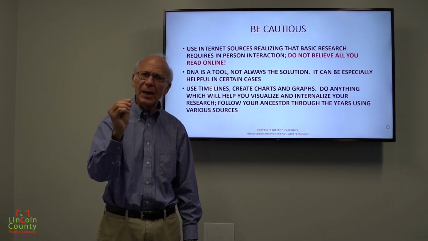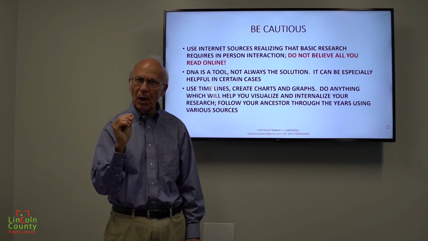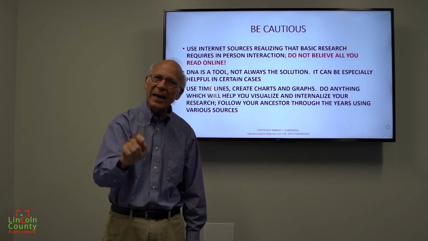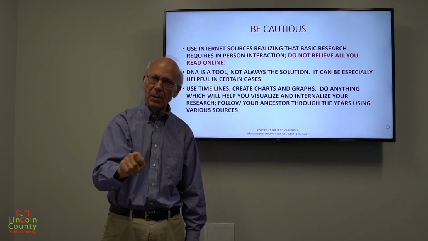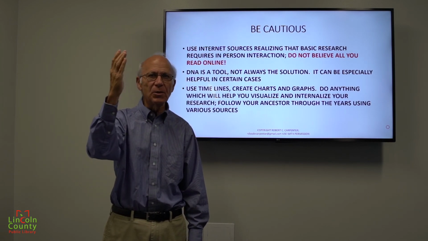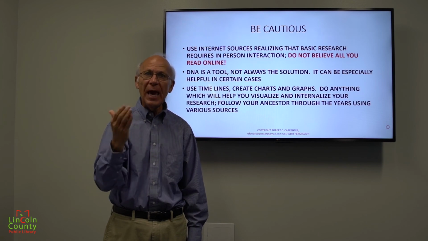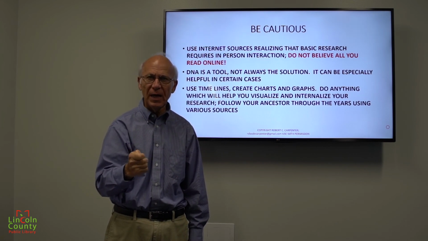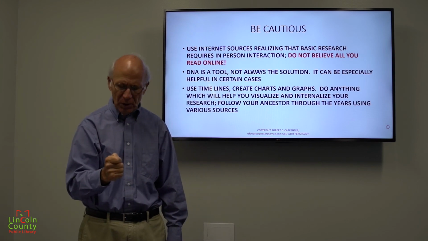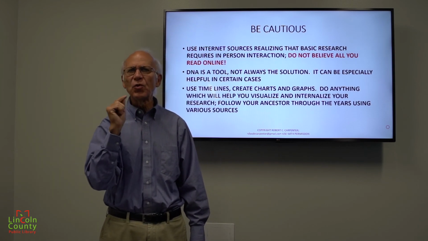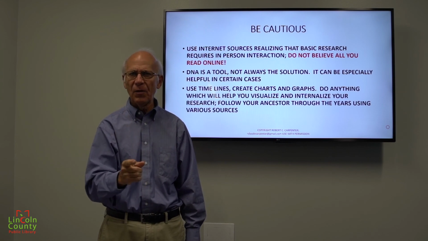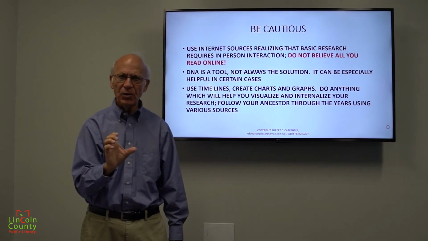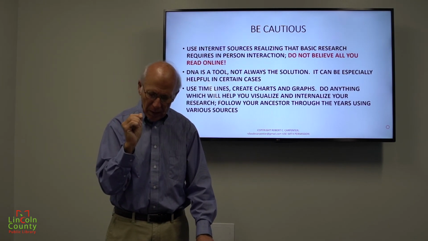Be cautious. DNA is a tool. It's not always the solution. DNA can never tell you the exact name of the person. In most cases, now you get these genetic detectives who can, and they're so good at it, they maybe can tell you the exact person. But for our research, I want you to keep in mind that you can never really know exactly the person. You know a family, and you know a range of people. So it's a tool.